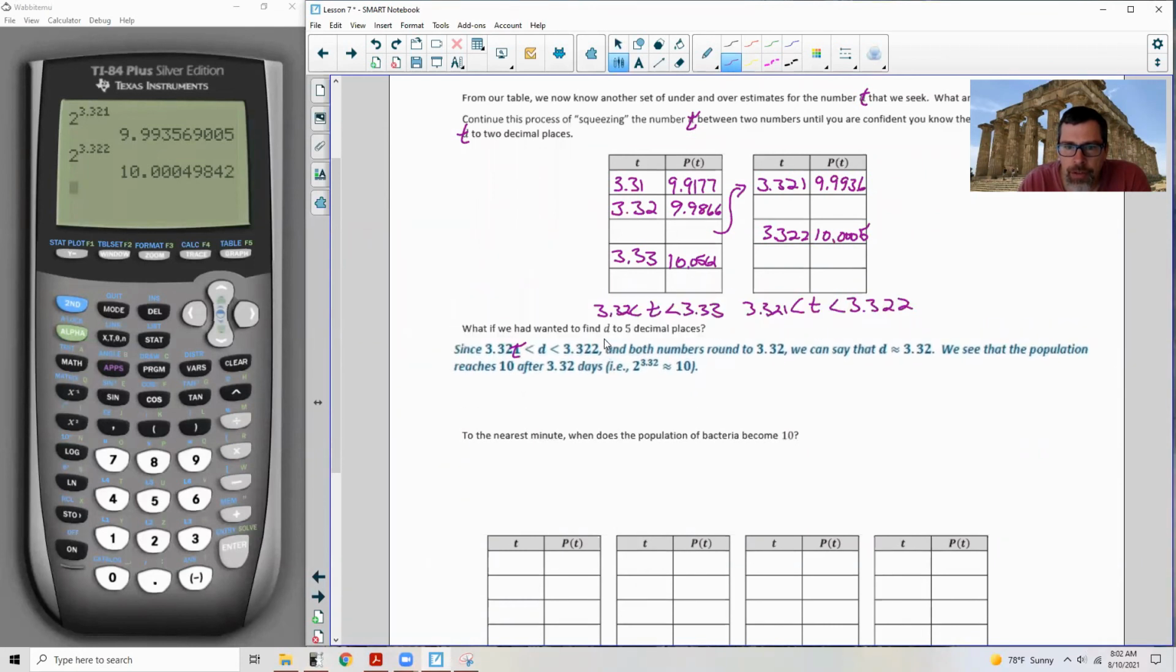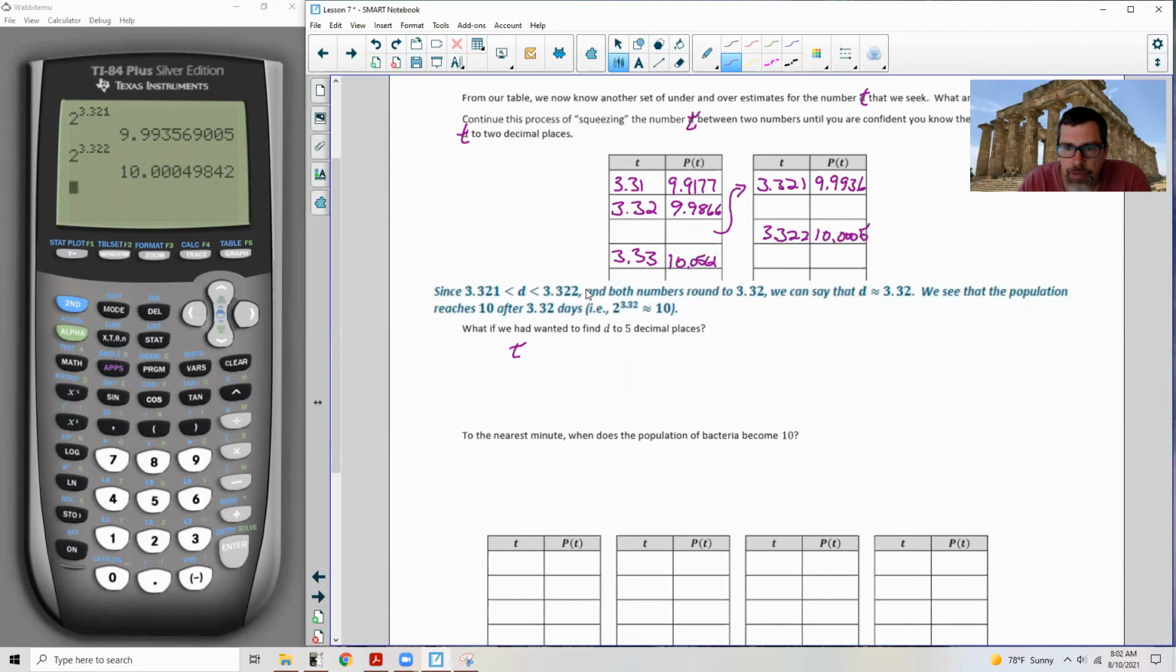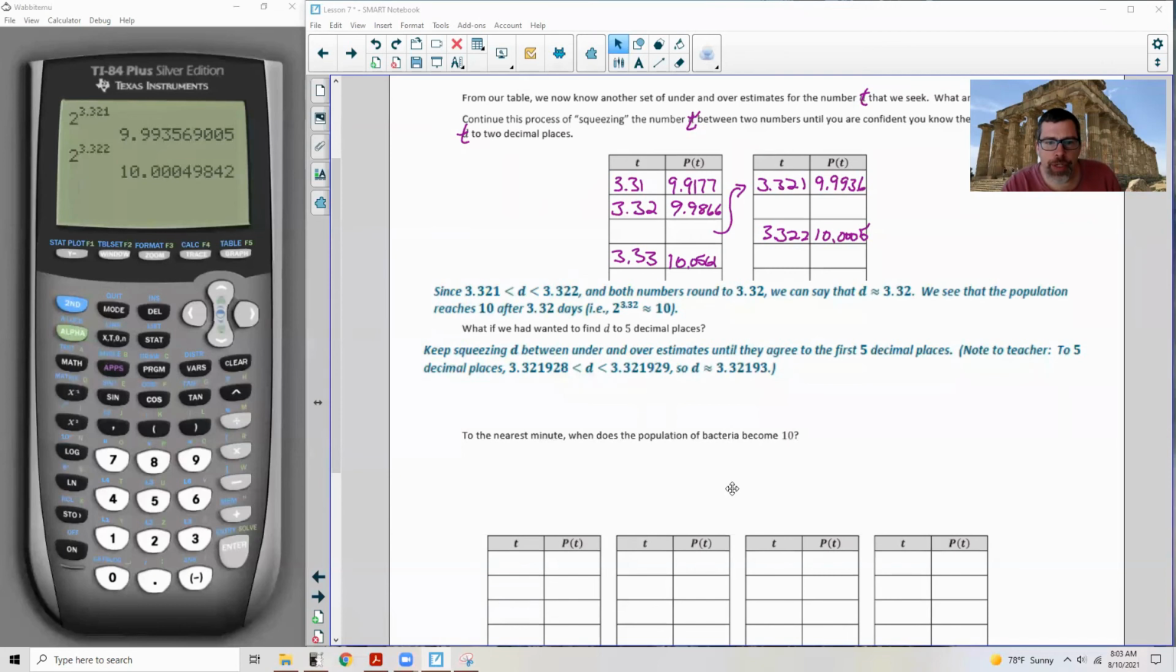Okay, so let me just put this right here. That's the explanation above. So now let's focus on what if we wanted to find t to 5. Okay. Well, here's what we would do. We keep squeezing t. Timeout. I have to fix this. I just absolutely must change all of these to t. Keep squeezing t between under and over estimates until they agree to the first 5 decimal places.